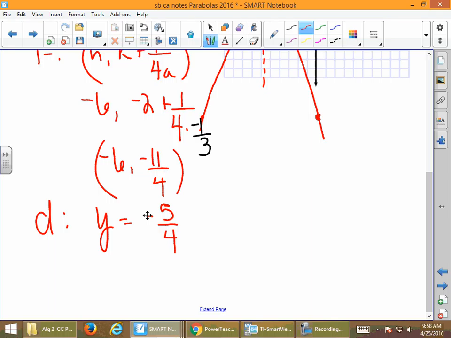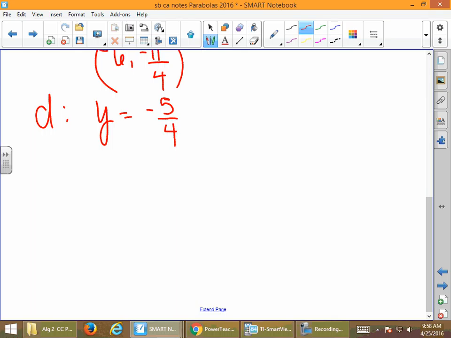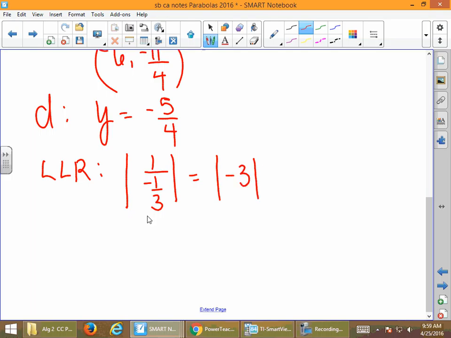And then finally, the length of the LR, and that is calculated by taking the absolute value of 1 divided by a, our a being negative 1/3. If you can't do that in your head, then type it in. But 1 divided by negative 1/3 is negative 3. And then what's the absolute value of negative 3?